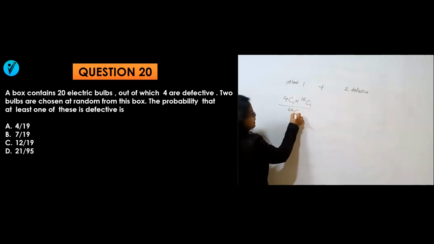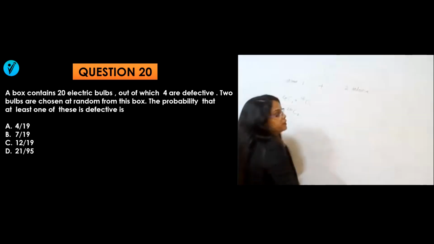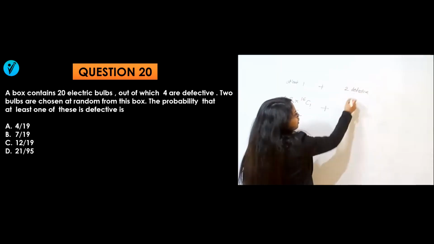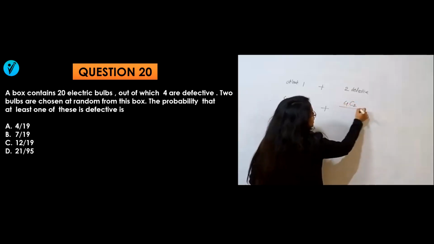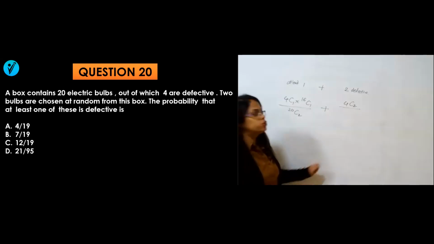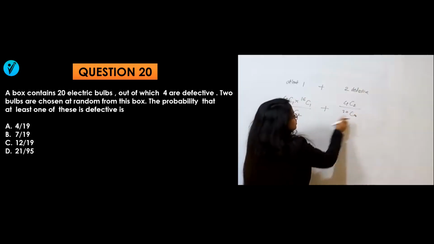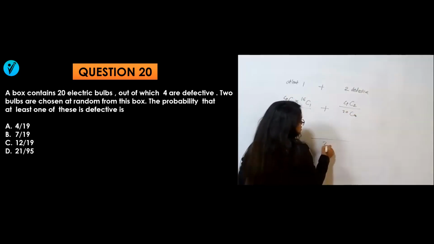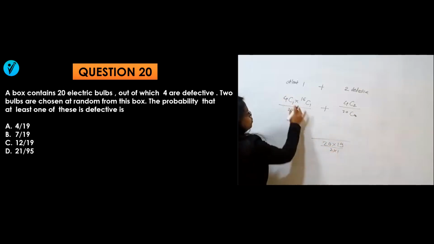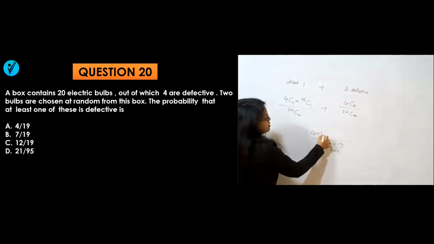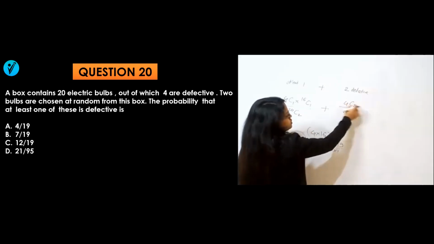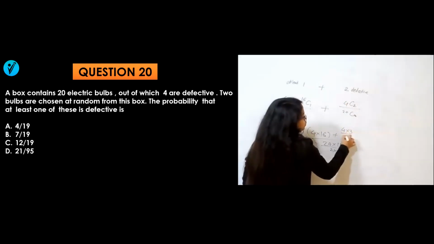Whole divided by 20 C2, because we are taking 2 out of 20. Or both are defective, that means out of these 4 I am taking both 2. Both 2 are defective from these 4 only, divided by 20 C2. So if I take 20 C2 in the denominator as 20 into 19 divided by 2 into 1, what will be this value? 4C1 is 4, 16C1 is 16. Plus what will be this value? 4 into 3 divided by 2 into 1.